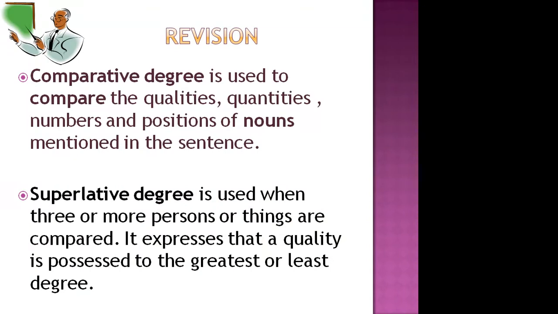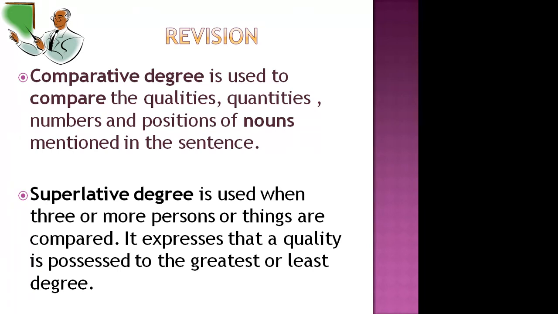Whereas the comparative degree is used to compare. As the name suggests, it is used to compare the qualities, quantities, numbers and positions of nouns mentioned in the sentence. Now, you need to have 2 nouns, not more than 2 and not less than 2. 2 nouns to compare.